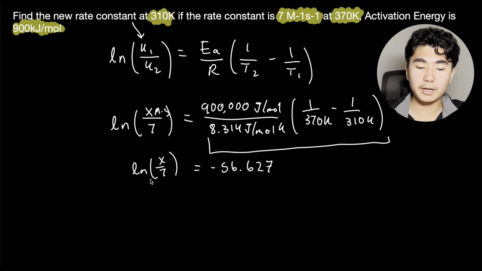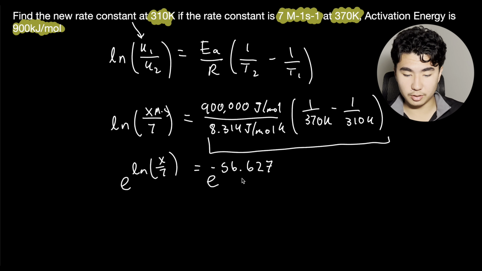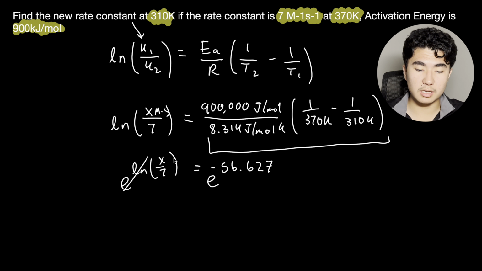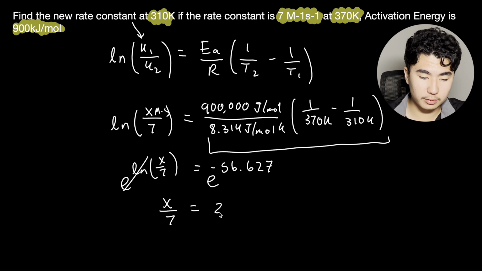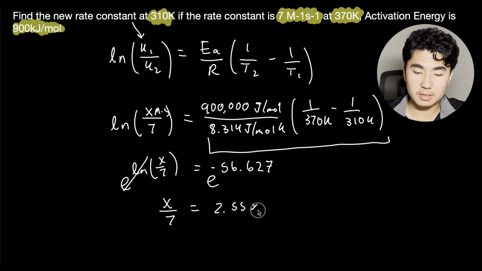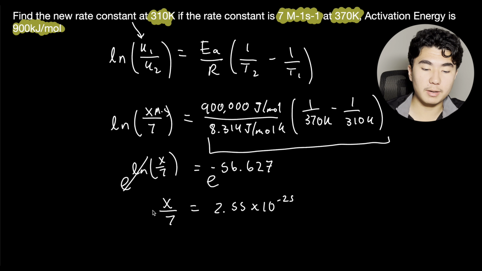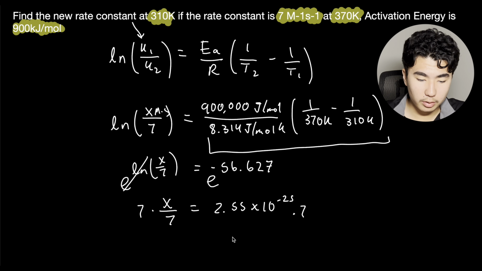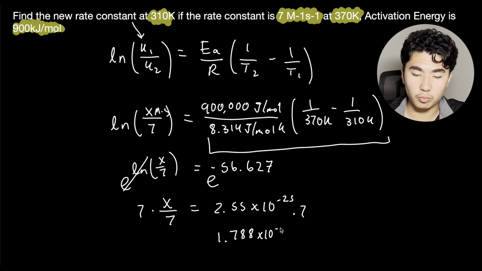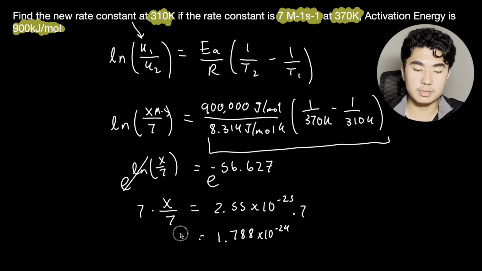To take out this natural log, we need to raise both sides to the power of e. The ln cancels out, leaving x over 7, and that should equal e to that power. Plugging it into our calculator, that gets us 2.55, rounding here, times 10 to the negative 25. Multiplying by 7, we get 1.788 times 10 to the negative 24 as our rate constant, K1.